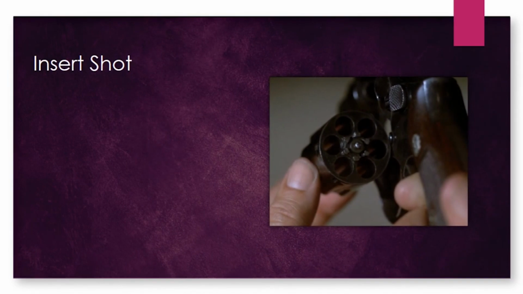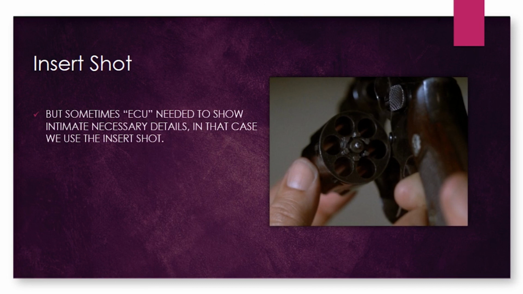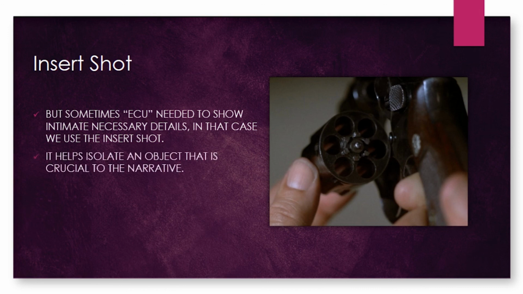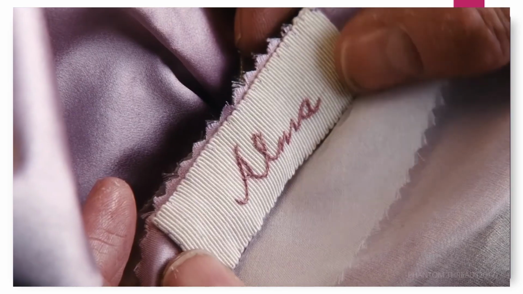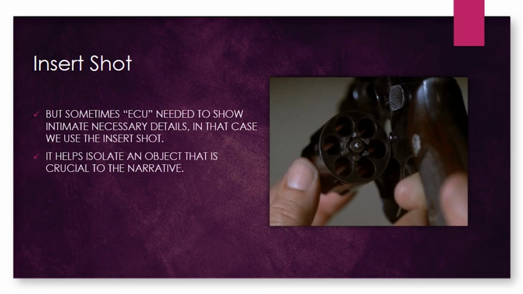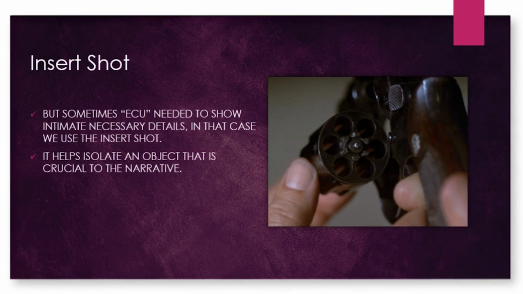Another type of close-up is called the insert shot. With the insert shot, the director wants to show you some detail. This shot helps you, as you can see, to isolate the object from the subject. The object is the gun here, and we can focus on it while we can sense that there is someone handling or holding the gun, but it's not in our focus. So this shot helps you isolate the object that is crucial to the character or to the narrative.